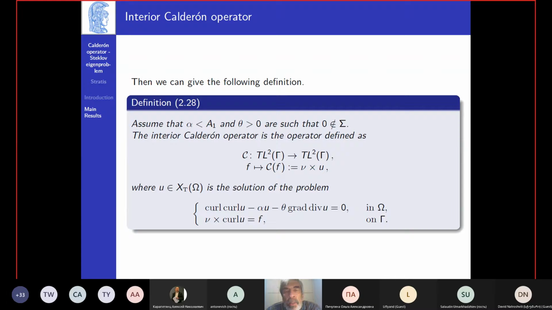And then we can define the interior Calderon operator as the operator that takes a vector field on TL square of gamma, and maps it on ni cross u, where u is the solution of this problem. This is the initial problem with the penalty term, as you recall. So we can now define precisely the interior Calderon operator like that.